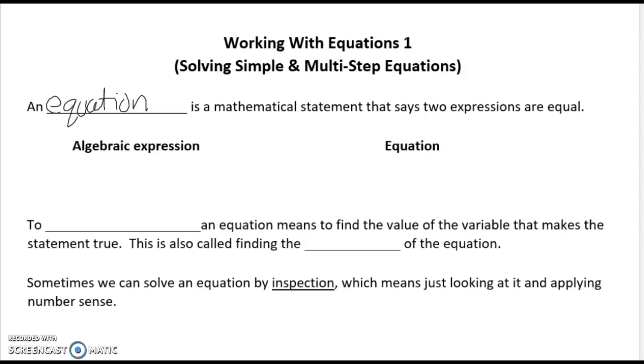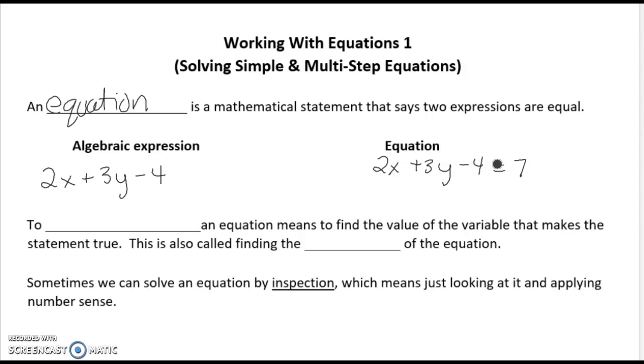So here is an example of an algebraic expression, 2x plus 3y minus 4. And here is an example of an equation, 2x plus 3y minus 4 equals 7. Okay, so you have the expression, which is identifying everything, and then once you have it equal to something, that's when it becomes an equation.